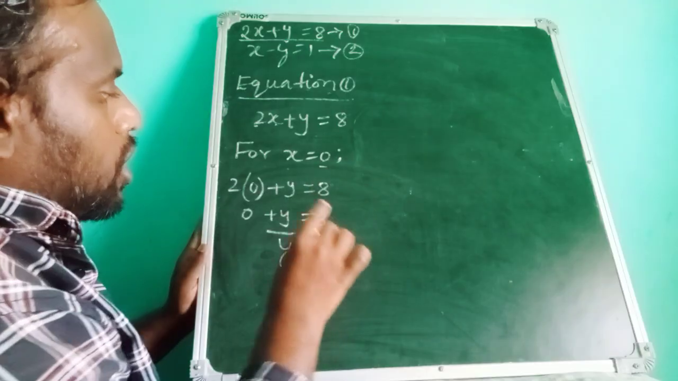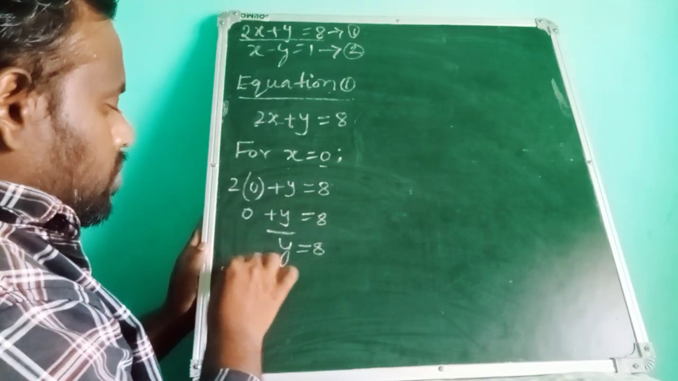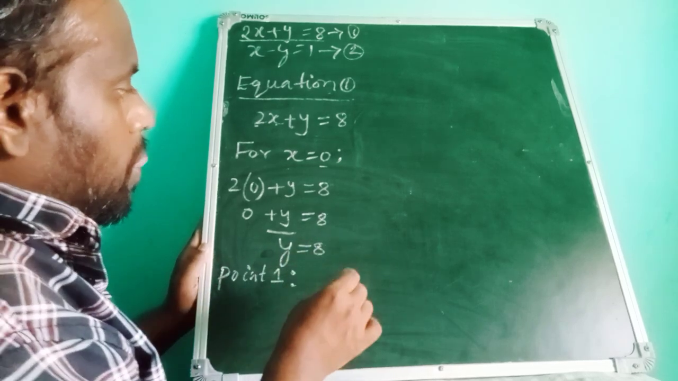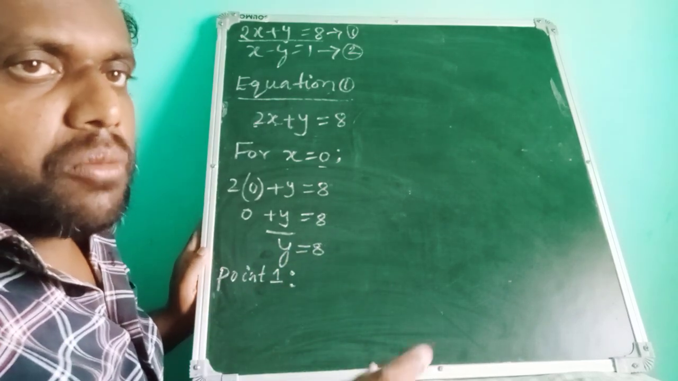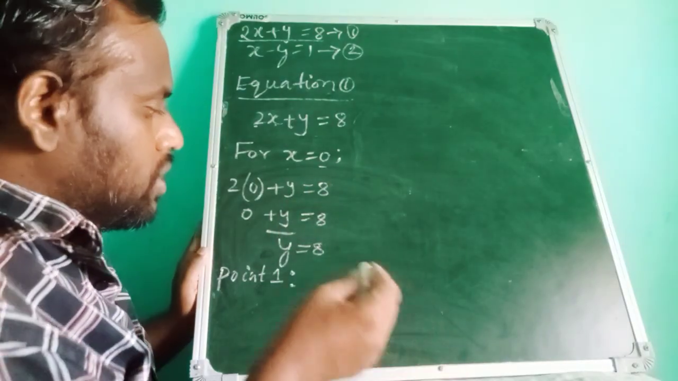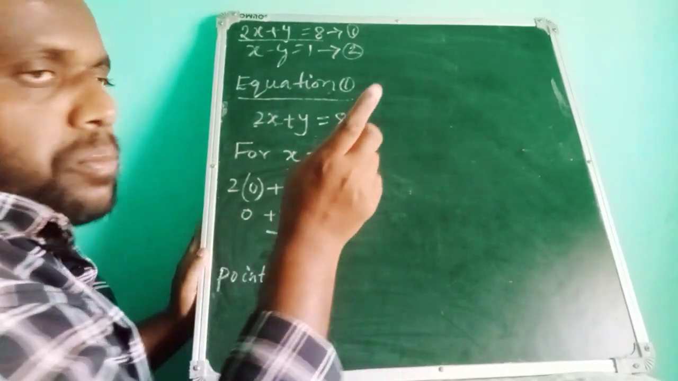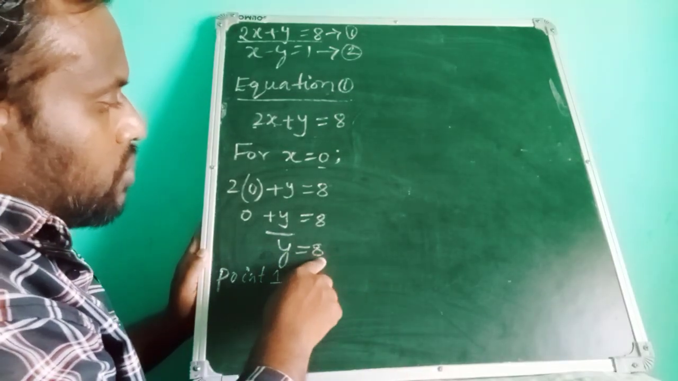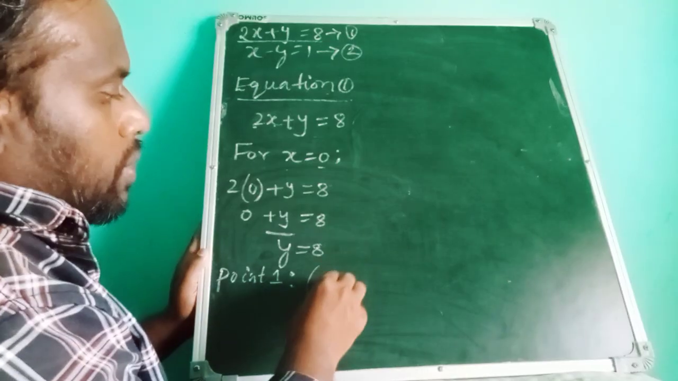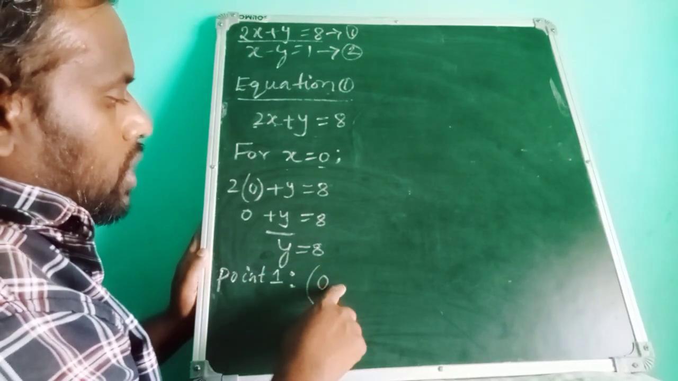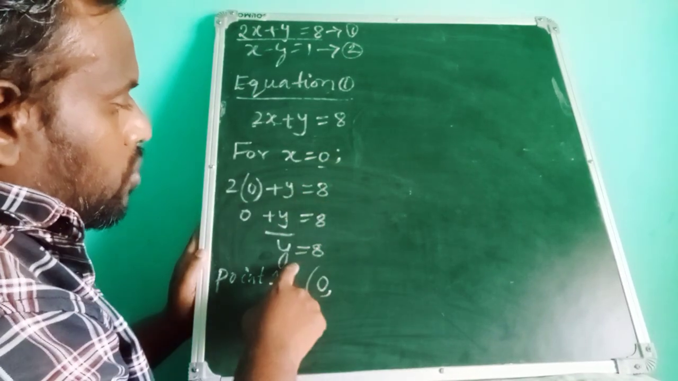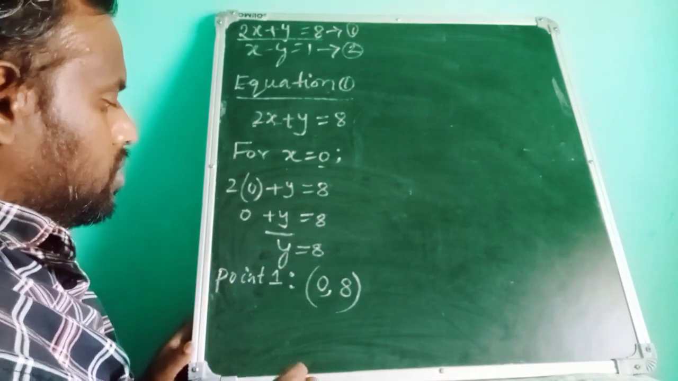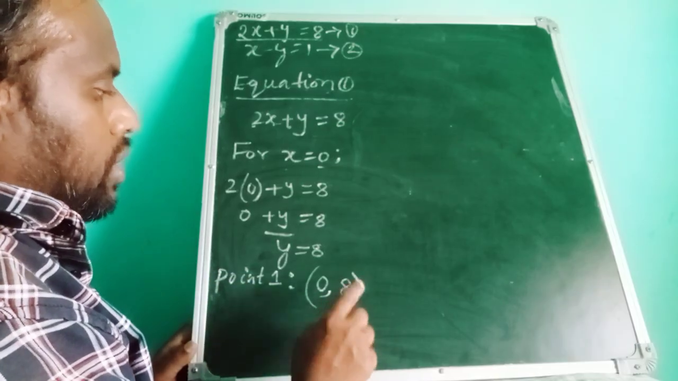So from this we got 1 point. Point 1 is... points will always be in the form of x comma y. So first open the bracket, first write the x value. We got this y value for x is equal to 0. So 0 I will write here, comma. Here, the y value for x is equal to 0, we got y is equal to 8. This 8 you write here. Okay, so we got point 1.